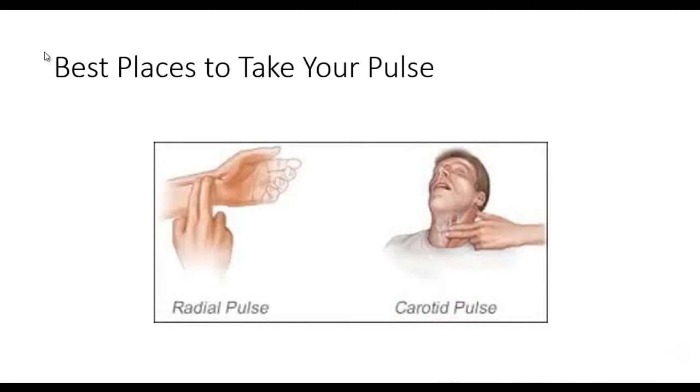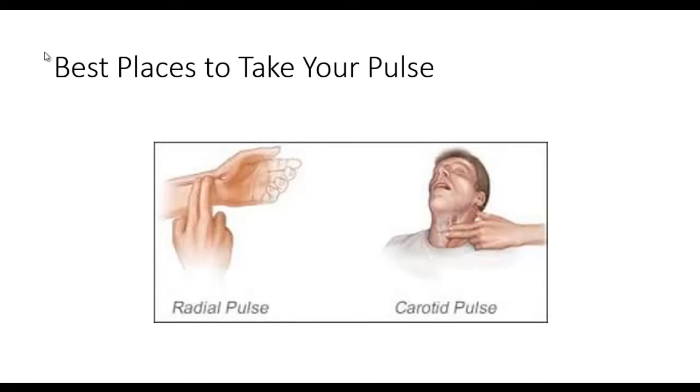Okay, so those are the 6 components of health-related fitness. Now we're going to take a look at some miscellaneous stuff. One of them is the best places to take your pulse. There's 2 places we want to keep in mind here. One is a carotid artery, the other is a radial artery, and that's what the picture is representing. The radial is on the left, carotid is on the right.